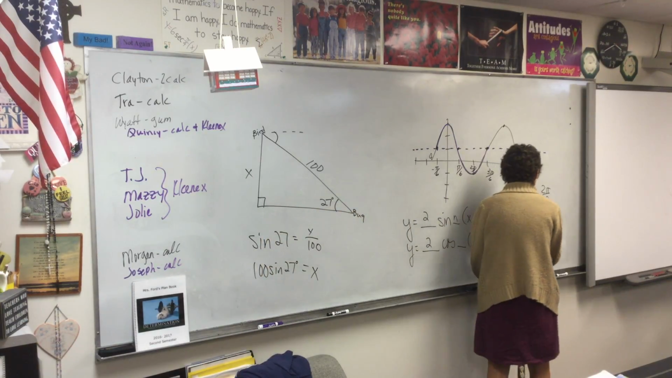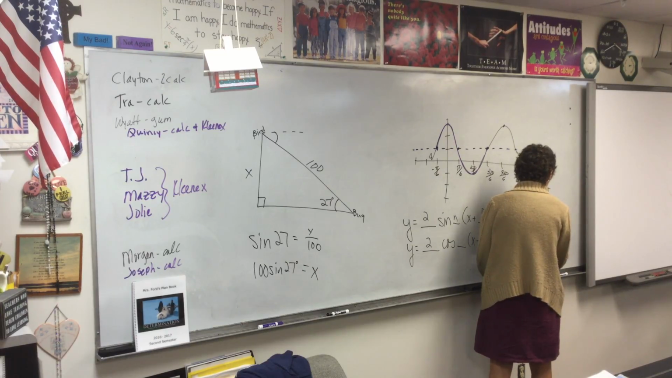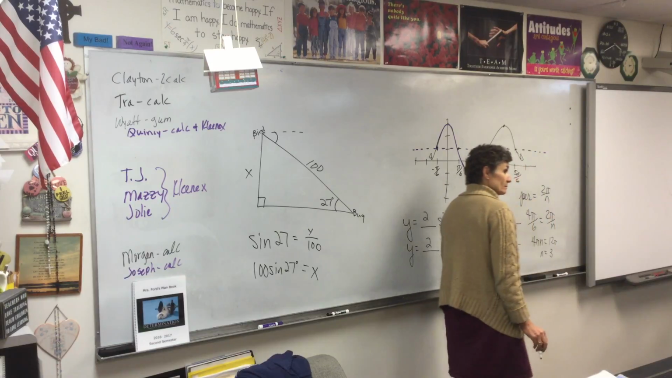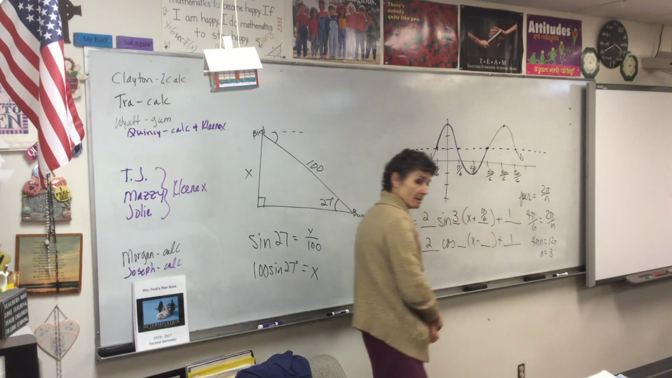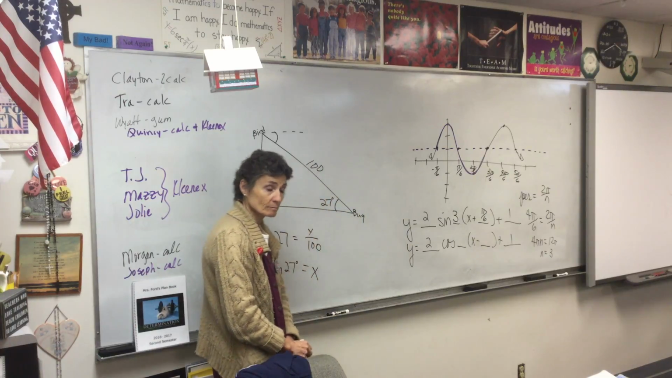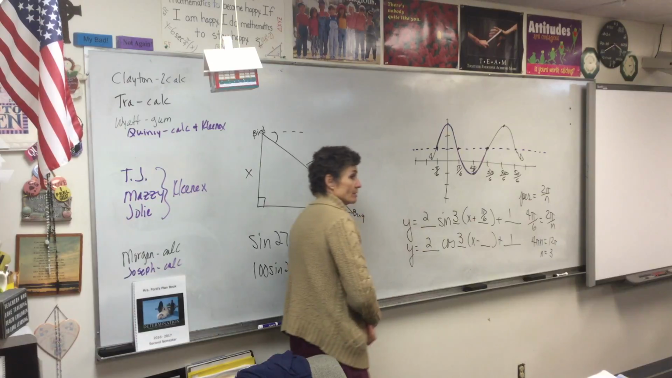So 4 pi n equals 12 pi, and it looks like n equals 3. So this number right here is a 3. It's going to be a 3 here. That hasn't changed.